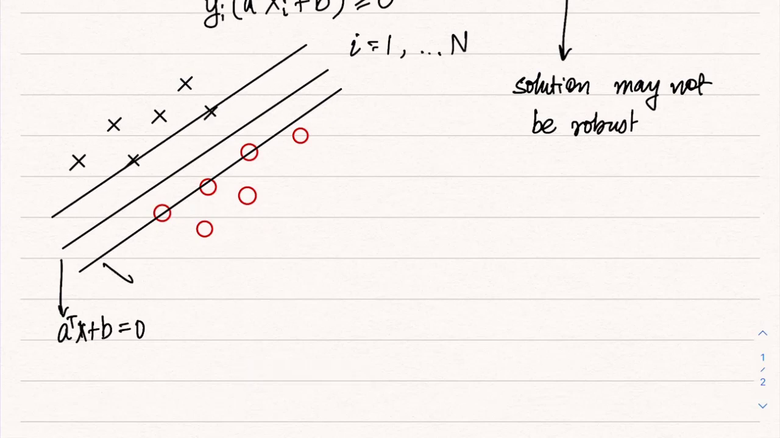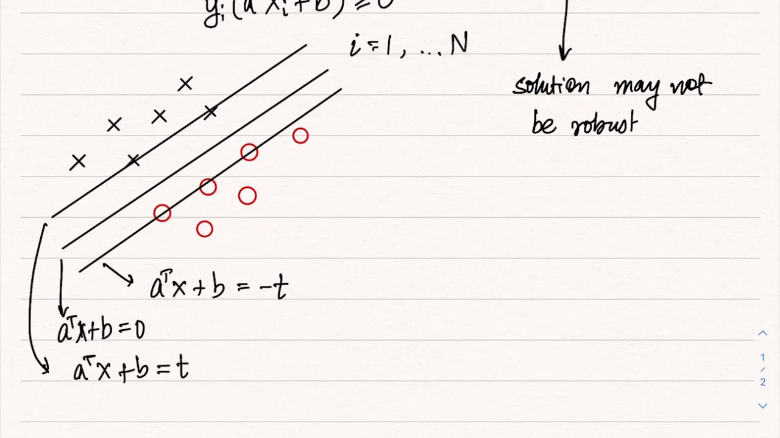Let's say that the equation of this hyperplane is A transpose X plus B equal to some minus T, because this is equal to 0, so this is equal to some minus T, and this one has equation A transpose X plus B equal to T.